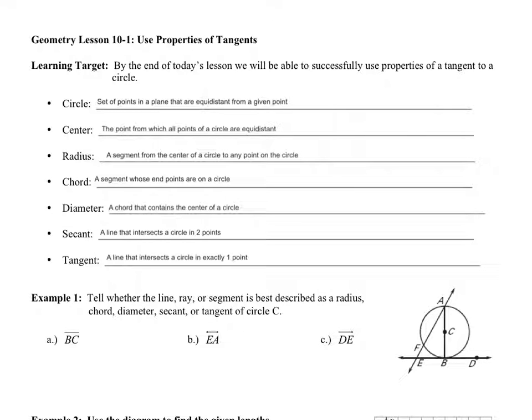Lesson 10-1. Use properties of tangents. By the end of today's lesson, we will be able to successfully use properties of a tangent to a circle. Now, I would like you to pause the video and write down all the definitions to all these vocabulary terms, and then continue and play the video to finish your notes.